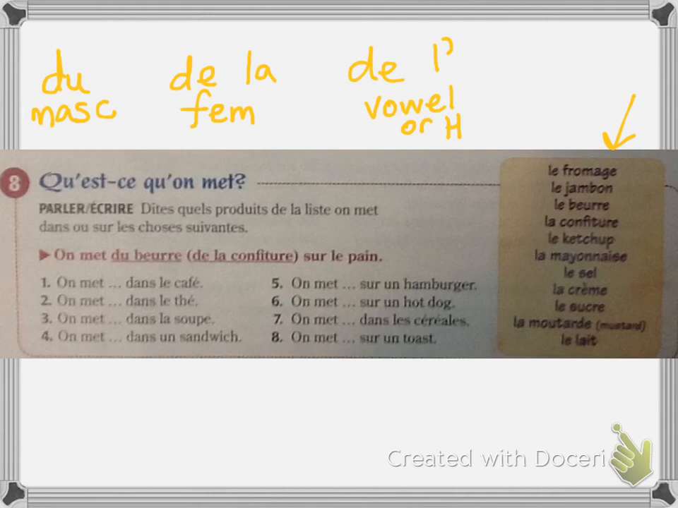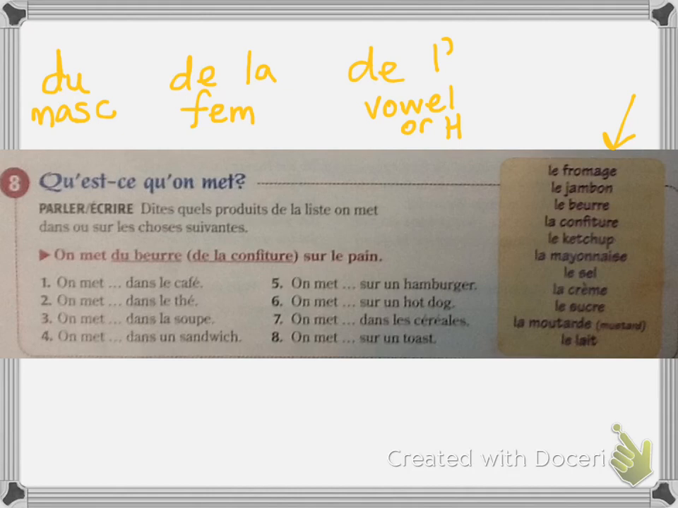5. On met du ketchup sur un hamburger. On met de la moutarde sur un hamburger. 6. On met de la moutarde sur un hot dog. On met du ketchup sur un hot dog. 7.